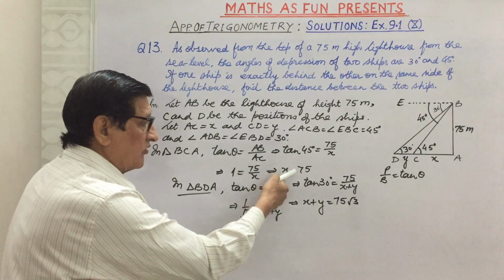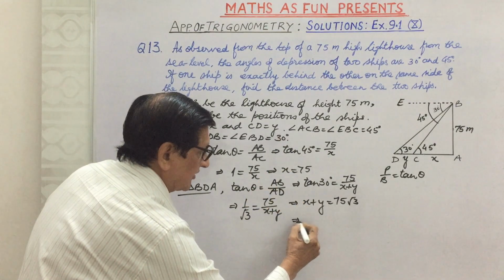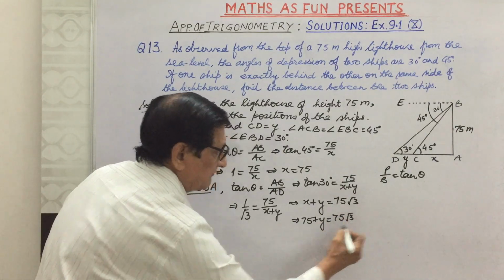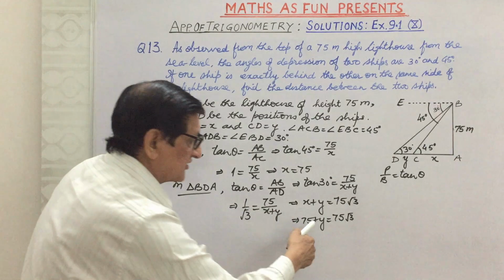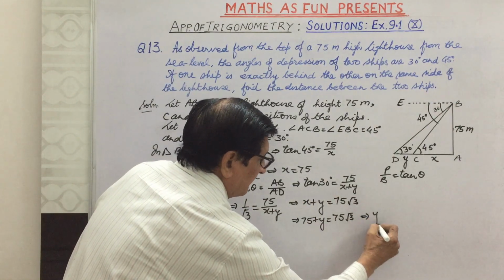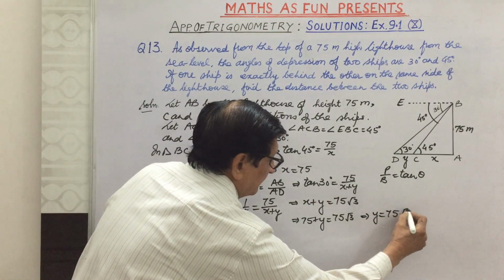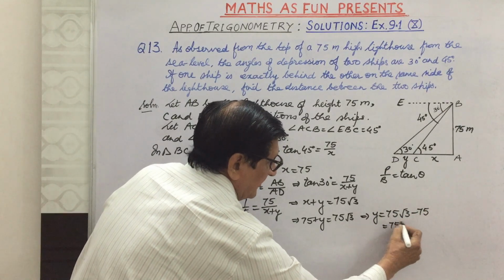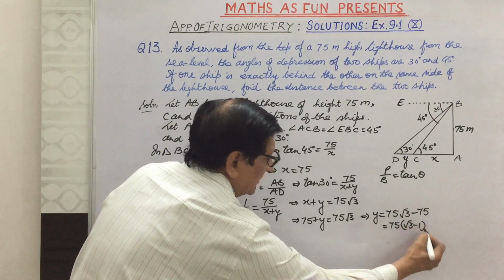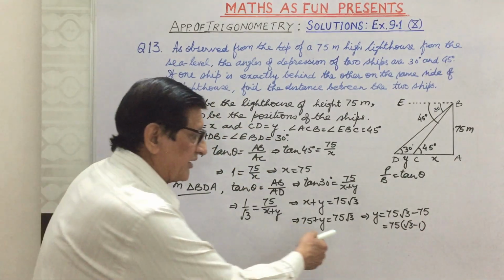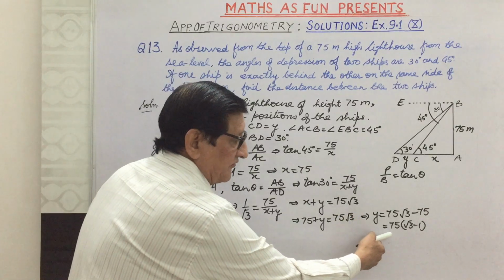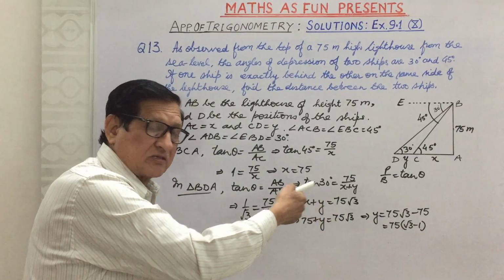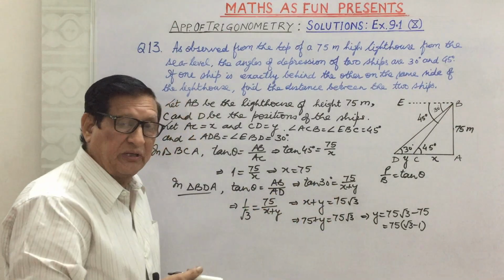We can substitute the value of X from here, 75. So we are getting 75 plus Y is equal to 75 root 3. Transposing this 75, we get Y is equal to 75 root 3 minus 75. If we take 75 common, it is 75 into root 3 minus 1. So we find here Y is 75 into root 3 minus 1. It means the distance between the ships is 75 into root 3 minus 1 meter.